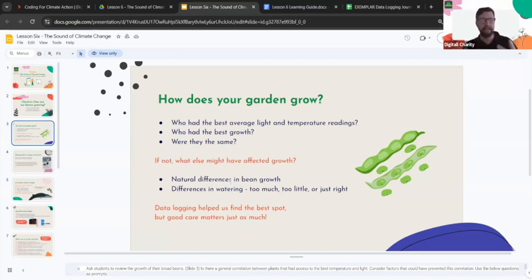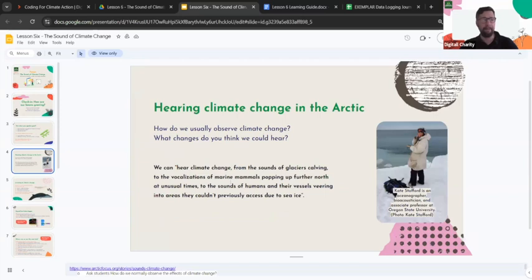Cool, so that's our first activity, hopefully the first 10 minutes of the lesson or so, and then we'll go on and think about the sound of climate change. So a quick case study to introduce to students.